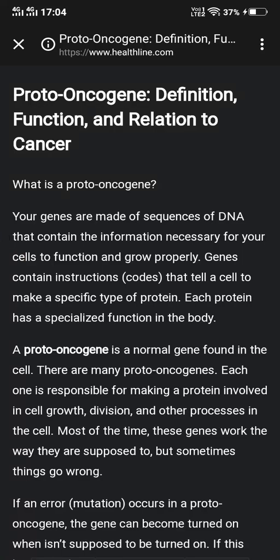Hi friends, today we will talk about proto-oncogenes.